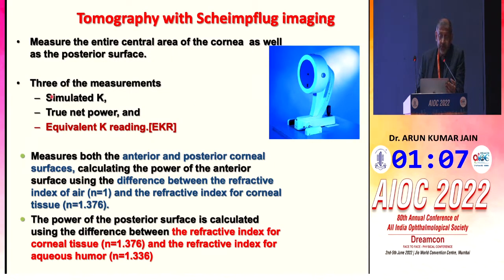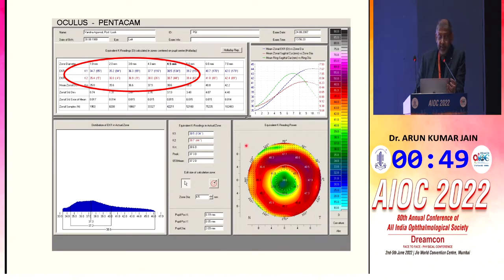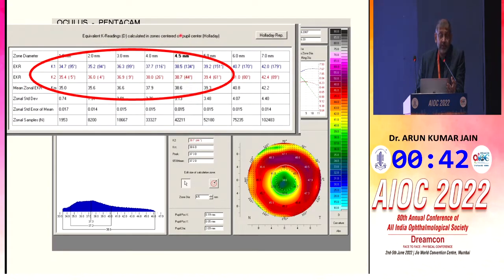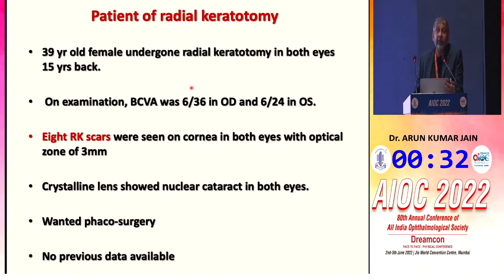This Pentacam gives us equivalent K reading, which is based on true measurement of anterior and posterior corneal surfaces, and based on the true refractive index of cornea, which is 1.376, and based on this we get this EKR map. The EKR value in the central 2 to 4 millimeter of cornea is normal, but Savini et al. have shown that we should be using the 1 to 2 millimeter reading of EKR rather than 4.5 millimeter. They are more accurate in calculating the IOL power.